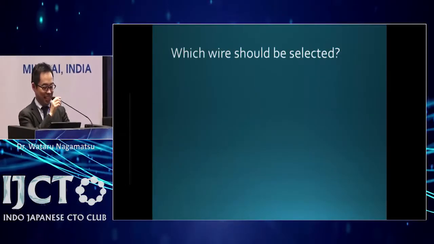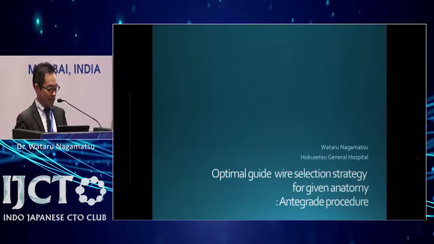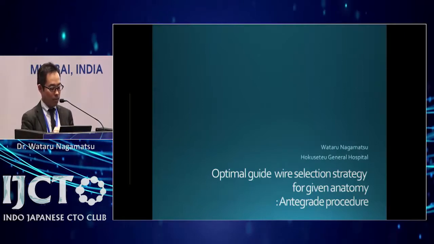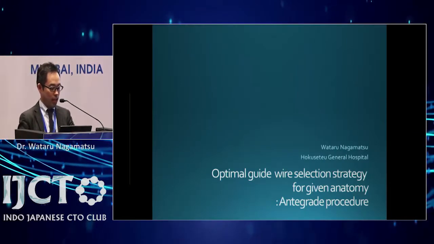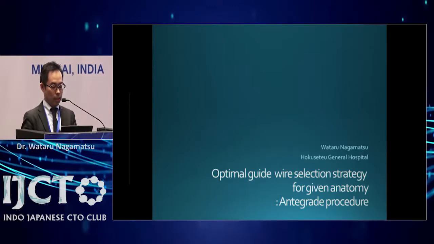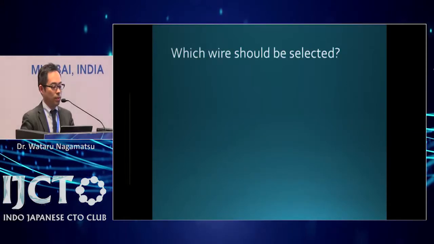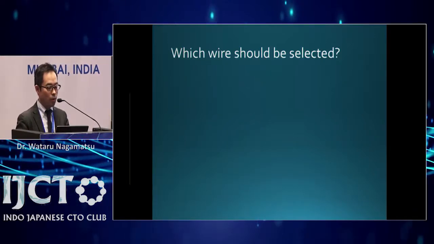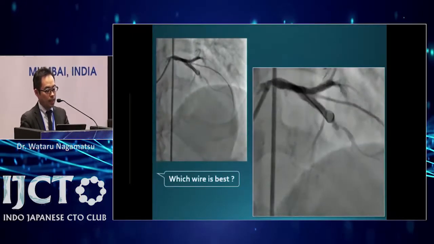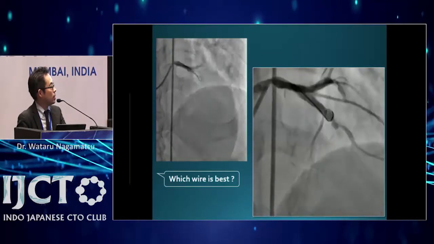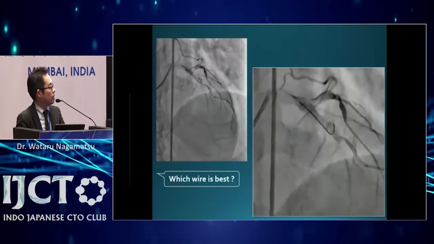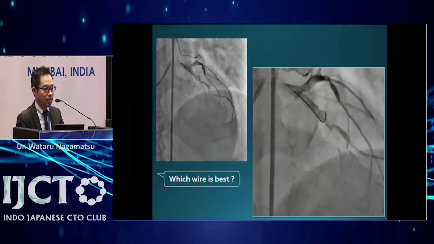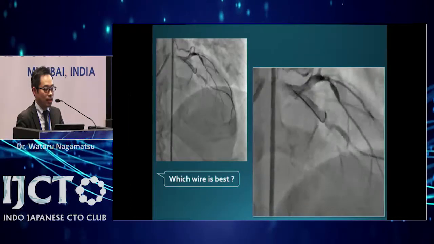Thank you for waiting. Okay, let's start my presentation. I have 15 minutes. My title is Optimal Guidewire Selection Strategy for a Given Anatomy. I have a question for you, from a case I prepared. Which wire should be selected? This is the J-CTO, and this is the angiogram for the guiding. Which wire is best: the Conquest Pro, the Gaia First, or the XTR?